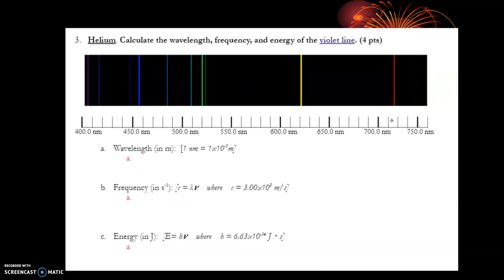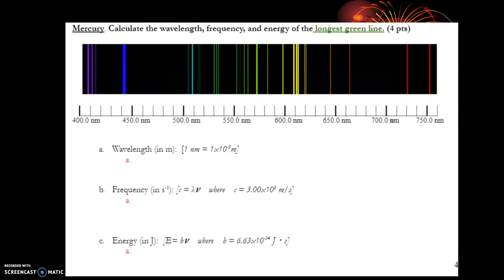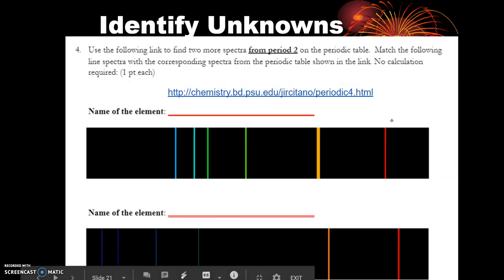We do the same for helium, but for the violet line, as you can see here, and for Mercury, which is the longest green line. So we're going to go over to this Mercury line right here, which is going to be in between the 550 and the 600 nanometers.